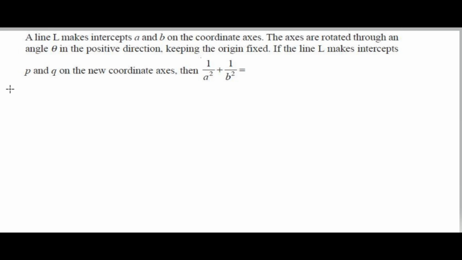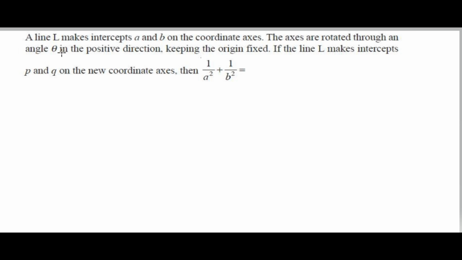A line L makes intercepts small a and small b on the coordinate axis. The axes are rotated through an angle theta in the positive direction, keeping the origin fixed. If the line L makes intercepts P and Q on the new coordinate axis, then 1 by a square plus 1 by b square is equal to dash.